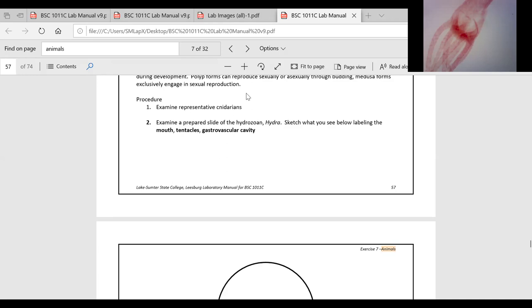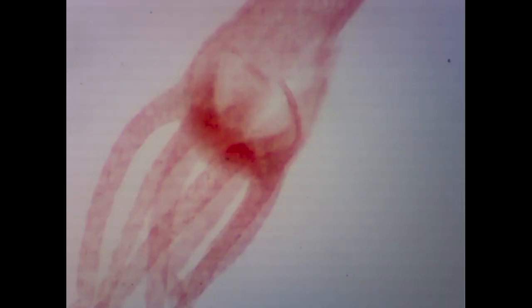And the only time hydra is not going to be a polyp is when, I'm going to switch the sharing for just a second, folks.